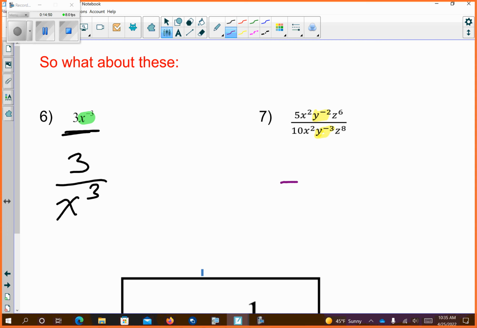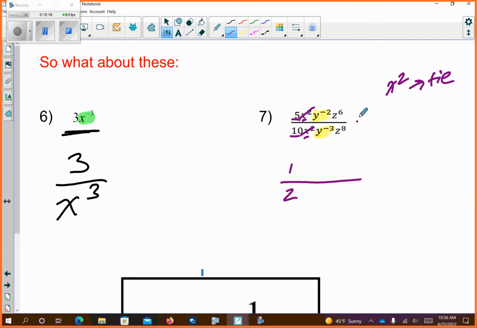5 over 10 reduces to... 5 goes into 10 how many times? 1 over 2. There you go. I think you said that. X's, tug of war. Who wins? X squared, right? So the x squared is a tie, so they cancel each other out.